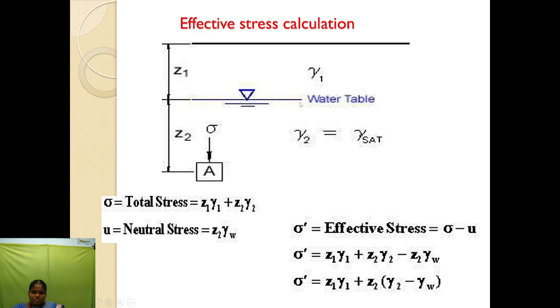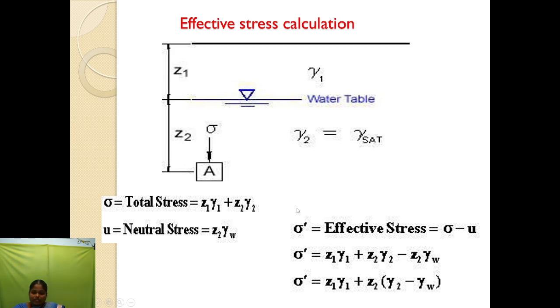Now the pore pressure. The load is transmitted only to the bottom of the section, so only Z2 is considered. Z2 into the unit weight of water is considered, because the second portion is occupied by the water content only. The pore pressure should be considered only for the water content. So Z2 into the unit weight of water can be calculated.